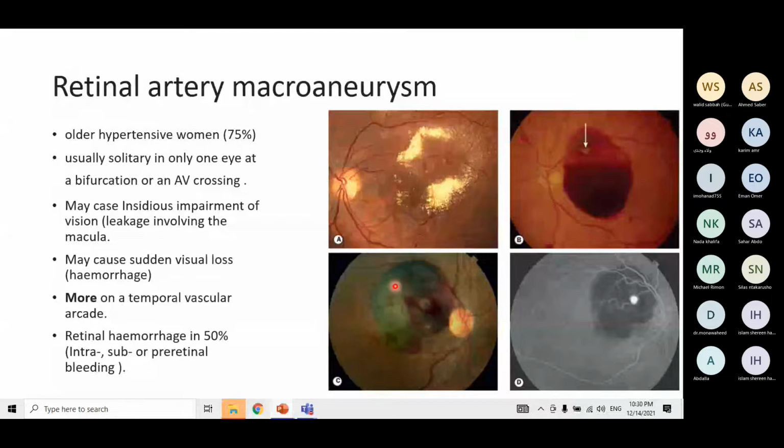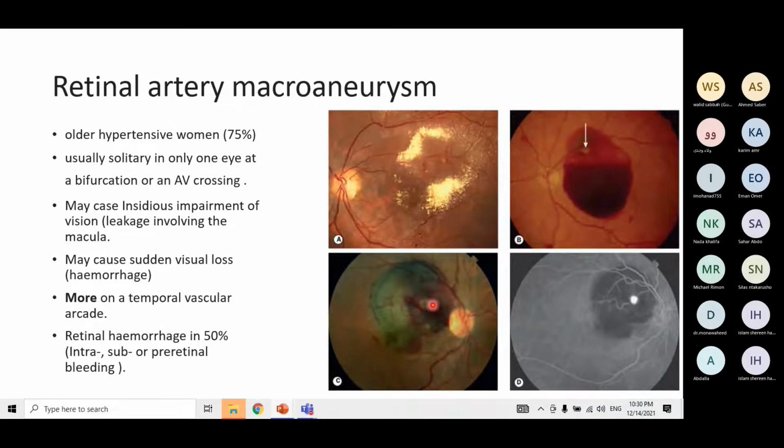The second thing that I need you to remember is that it causes bleeding at different levels. So it can cause preretinal hemorrhage, intraretinal hemorrhage, and subretinal hemorrhage. This can happen with macroaneurysm and can happen with wet age-related macular degeneration. If the patient is old and hypertensive and the blood is not at the center of the macula, it's a bit shifted towards one of the bifurcations of the retinal arterioles, think more about macroaneurysm. On the contrary, if it's central in location, think more about a bleeding choroidal neovascular membrane. Okay?